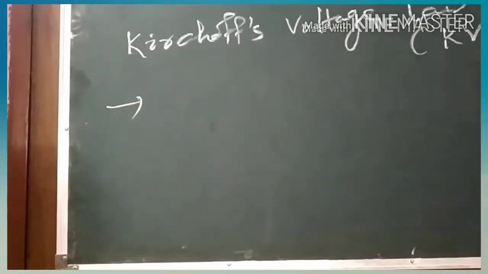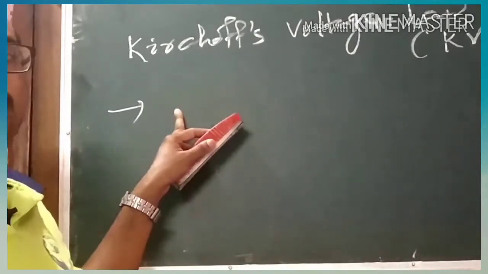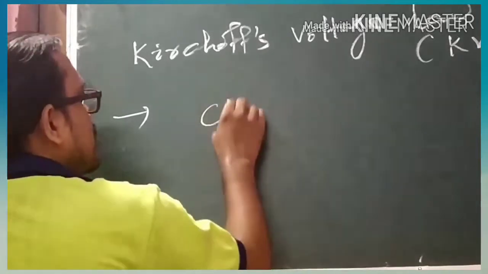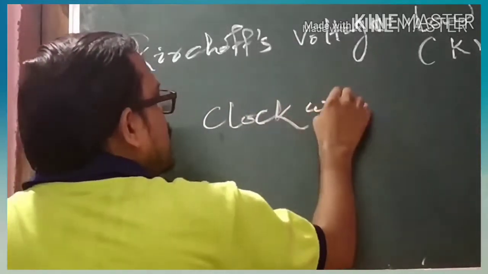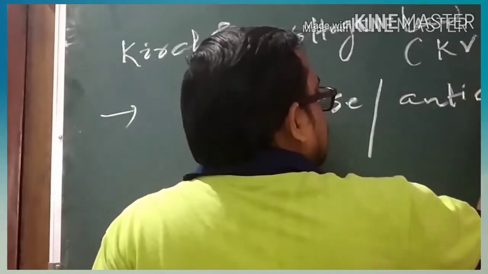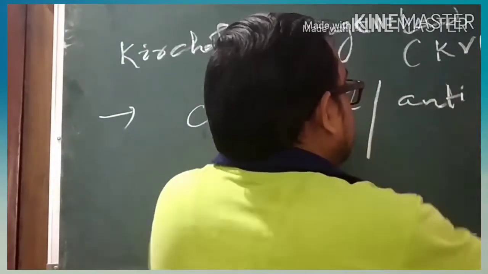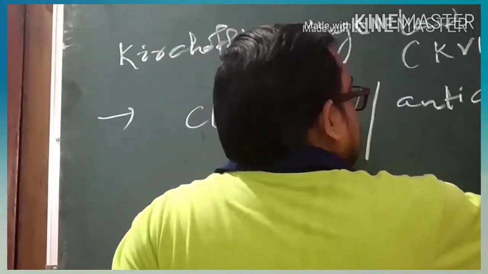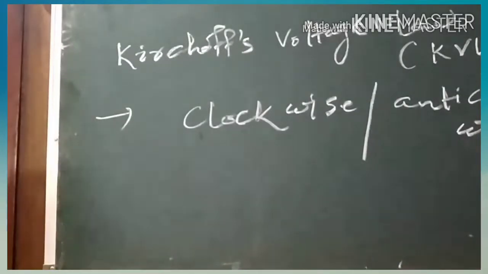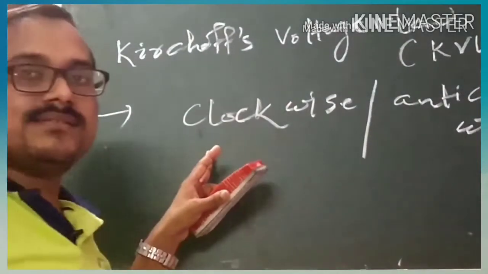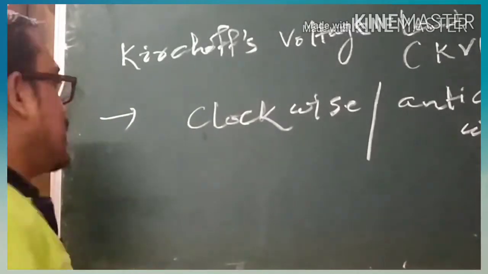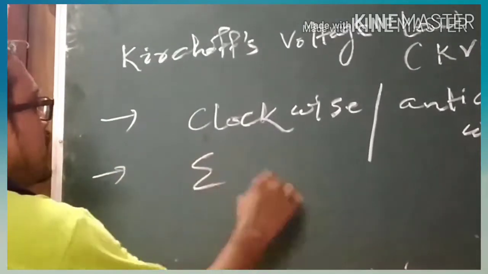For Kirchhoff's voltage law, we can choose any direction of traversal, clockwise or anti-clockwise. That means the direction of traversal may be either clockwise or anti-clockwise, according to our choice. Then comes the direction of the EMF.